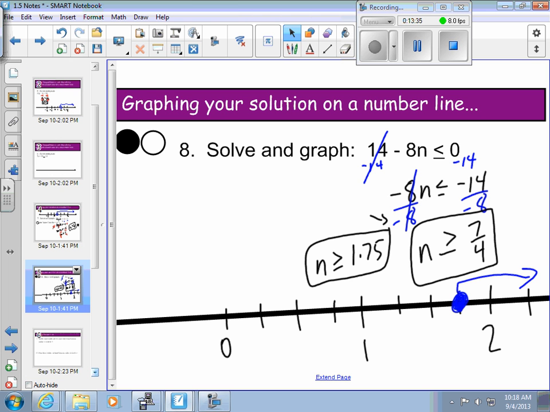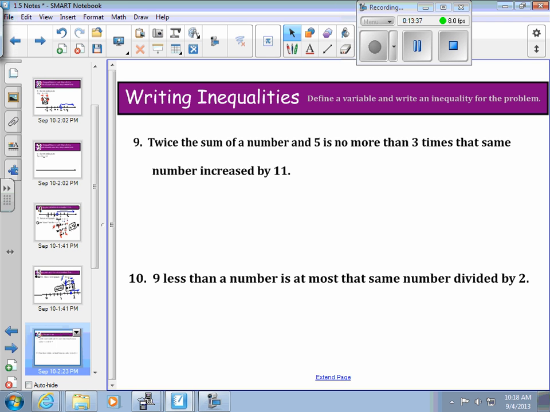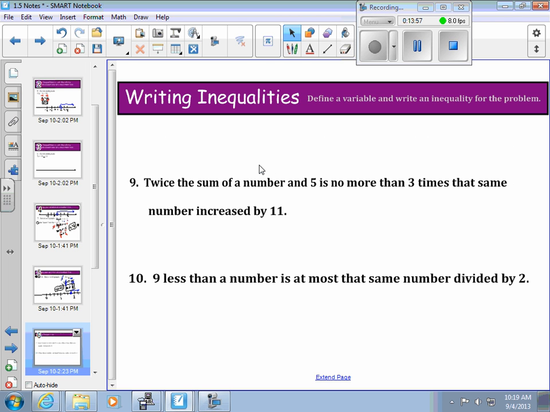The next thing we're going to look at is writing inequalities in some kind of sentence. And here you're trying to look at keywords that we talked about in yesterday's notes. It says twice the sum of a number n and 5 is no more than 3 times that same number increased by 11. What you want to look at are some key things. Anytime you see is more than, that would mean greater than. If you see is less than, that would be the less than symbol.